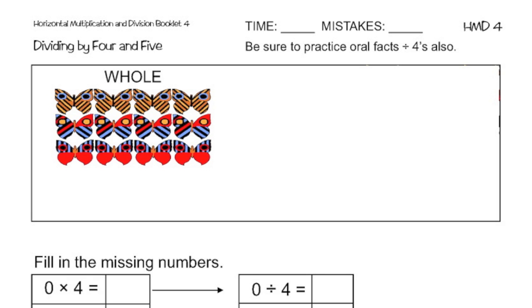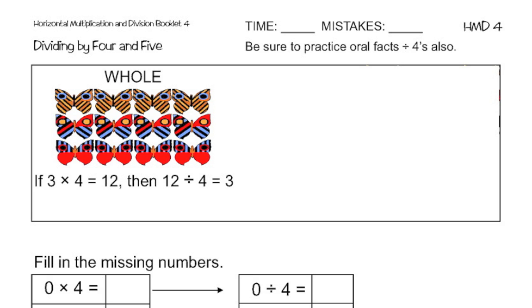It looks to be about 12 butterflies up there. It looks like 4 columns of 3 different types of butterflies. So I know that if I did 3 times 4, that's equal to 12. And so then basically the reverse is true. Then 12 divided by 4 would equal 3. They're basically a fact family.